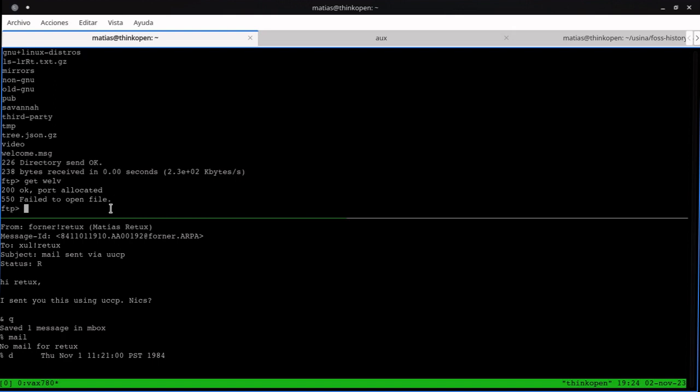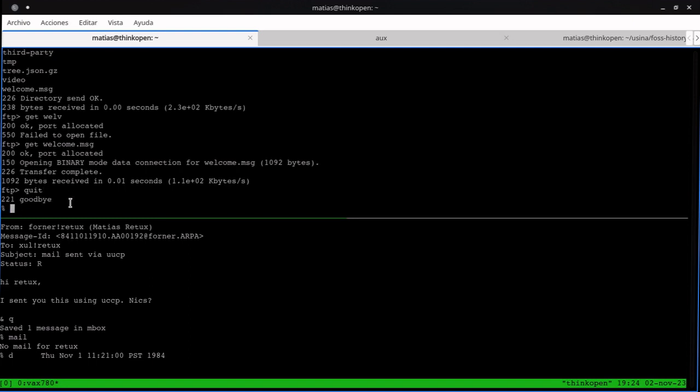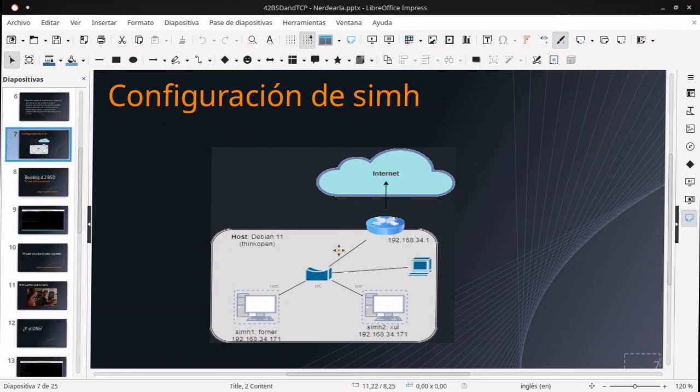We can try to transfer this file. You see we have transferred this file. It's about 1 kilobyte. And how does this work? Well, in 1983 the FTP client didn't even have the passive mode developed. So as we are behind a NAT firewall, we are not able to use FTP without the passive mode.